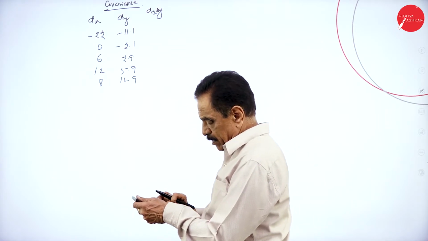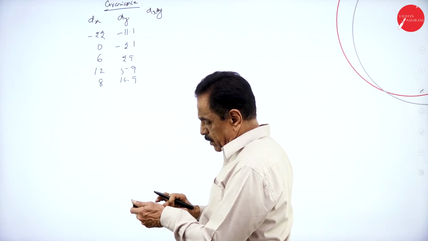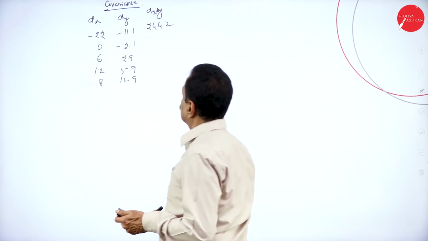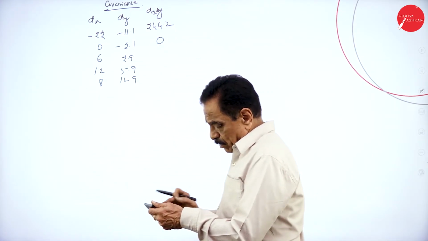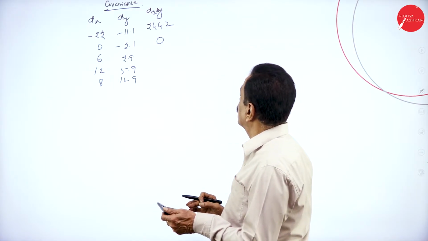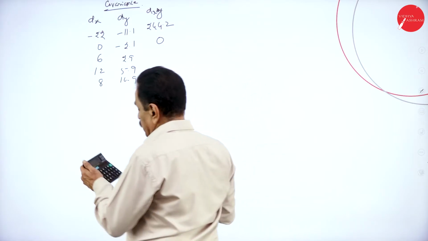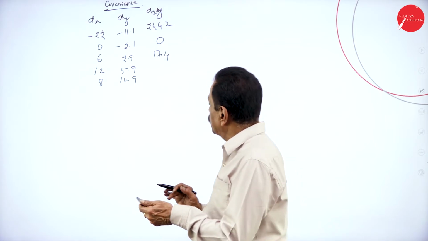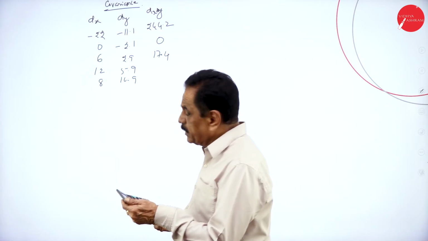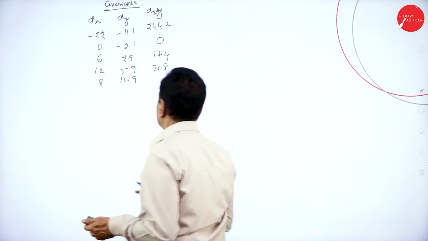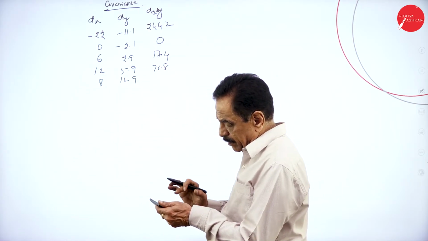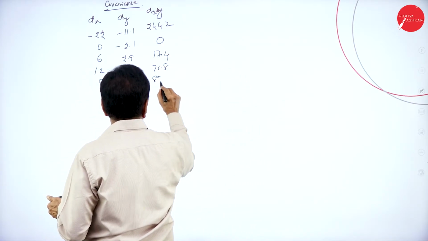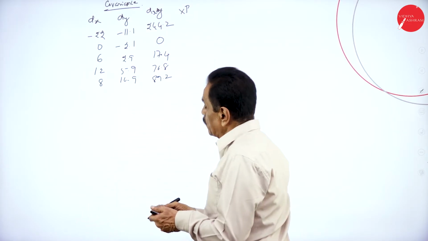dx dy: 11.1 into 22, 244.2. This is 0. 2.9 into 6, 17.4. 5.9 into 12, 70.8. 10.9 into 8, 87.2, multiplied by probability.